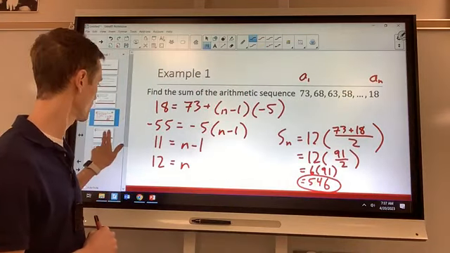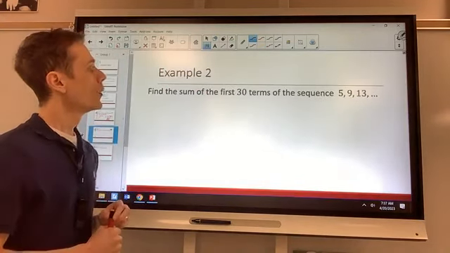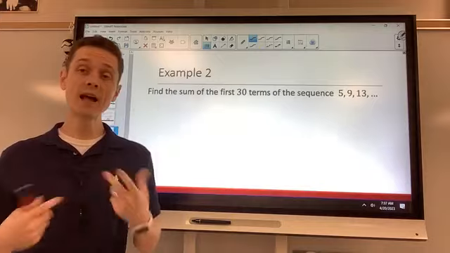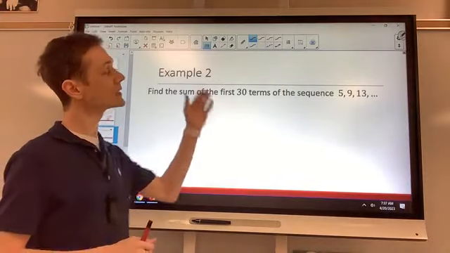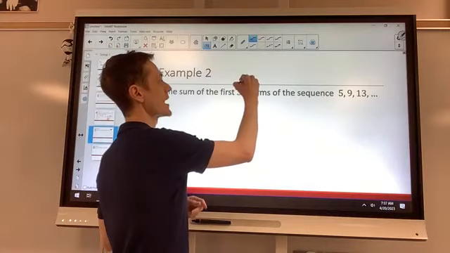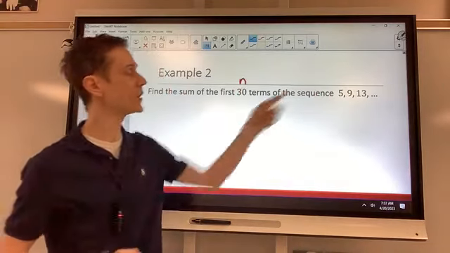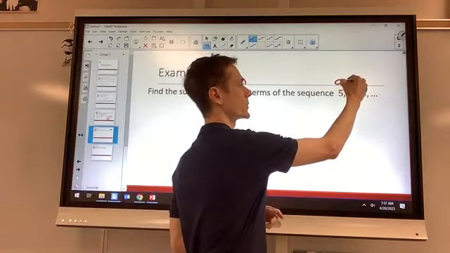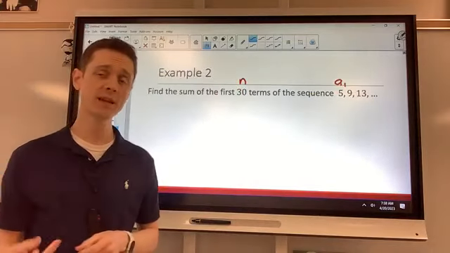Now let's look at another example. What if they didn't tell me what the last term in the sequence is, but they instead told me how many numbers there are in total? So this time what I have is the n value, and I still know a sub 1. I still know the first term in the pattern. But this time I'm missing a sub n.